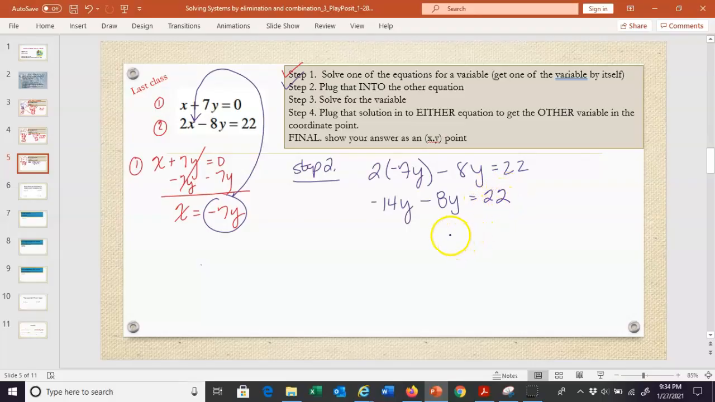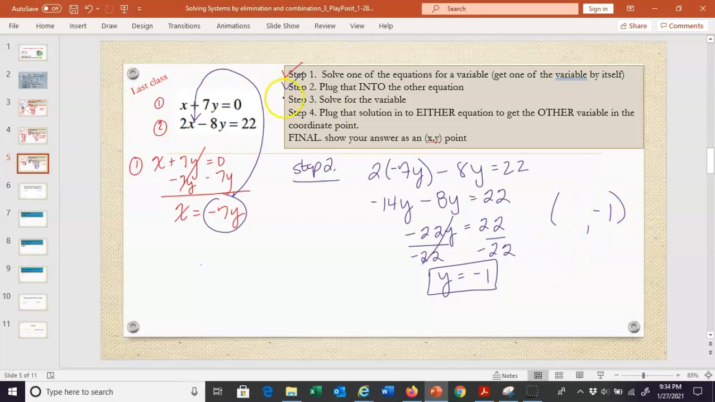And we can combine like terms. Negative 14 minus 8 is a negative 22y. Ooh, this looks nice, right? Divide both sides by negative 22. And y equals negative 1. All right, we have half of our puzzle.